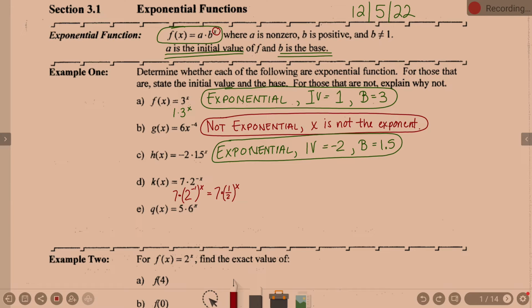So now we get to the question of, is that a legitimate base? Now that we have that positive x form, and b is positive, is my base positive? Yes. It doesn't equal 1, correct? So this does end up being exponential once we do a little work on it. If it's exponential, what is my initial value? 7. And what is my base? 1/2.